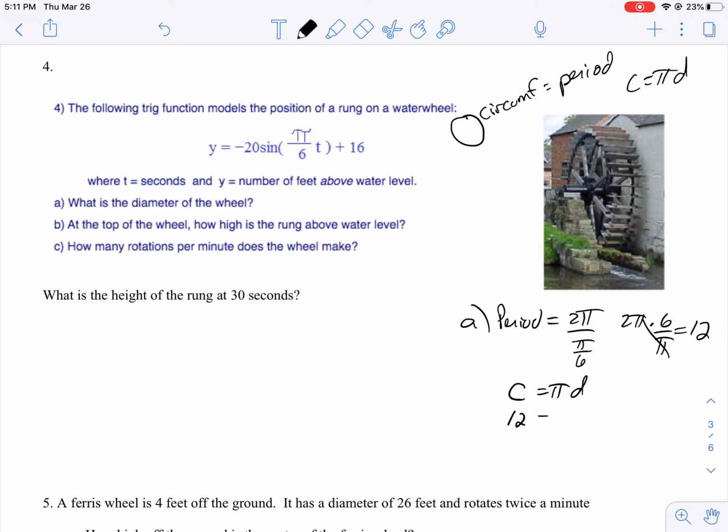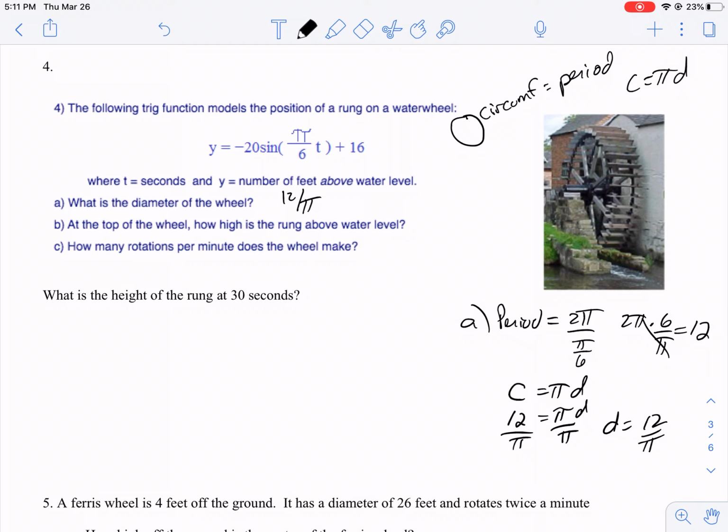So 12 is equal to pi times diameter, divide by pi. So the diameter is 12 divided by pi. Now it did not tell me to round it or anything, so we're going to leave it that way. 12 divided by pi is the diameter of that wheel.